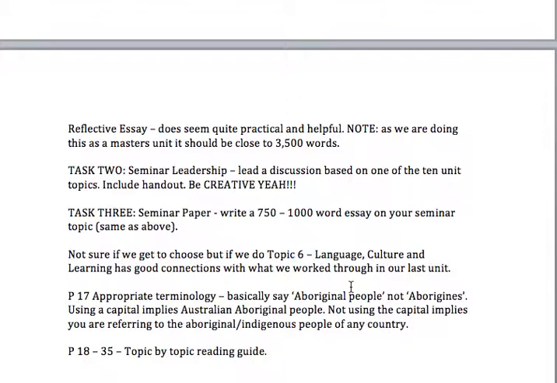The learning journal we don't have to do, but it does have a topic by topic guide for the learning journal, which might be helpful to look at those things that she's written there, so that when we do our readings topic by topic, we kind of know what her focus is. The seminar leadership, the bit where we do the teaching, the seminar paper, and then we get 10% just for rocking up.